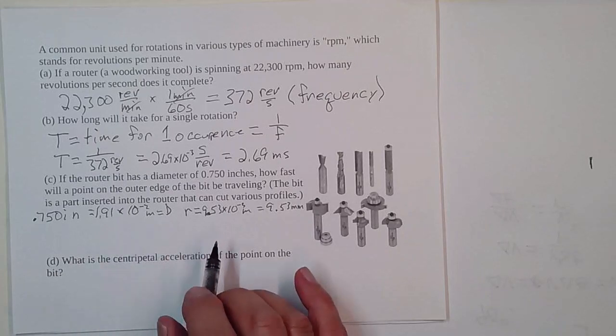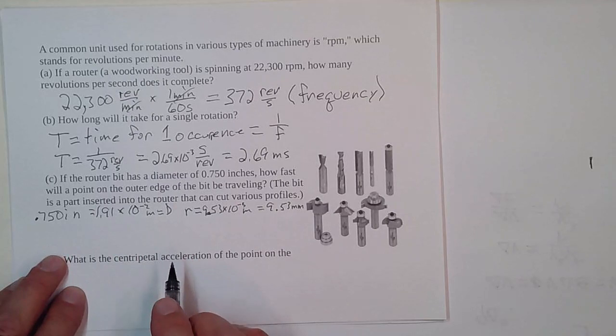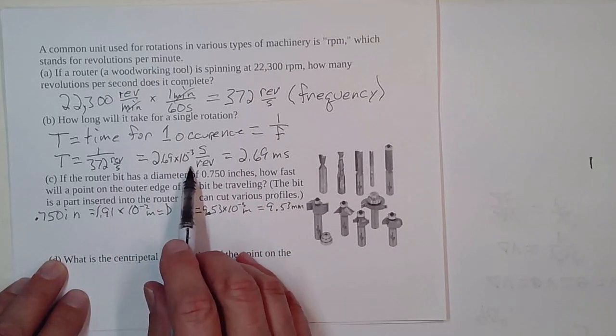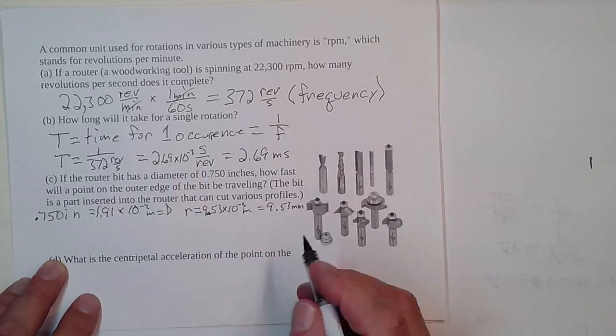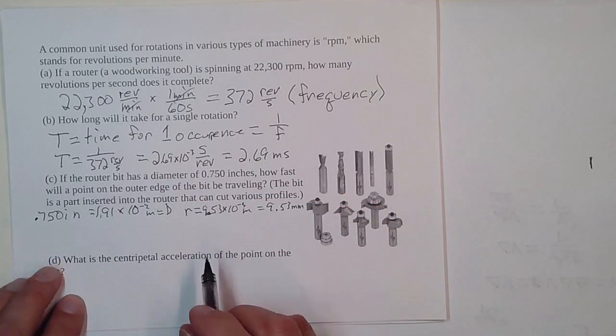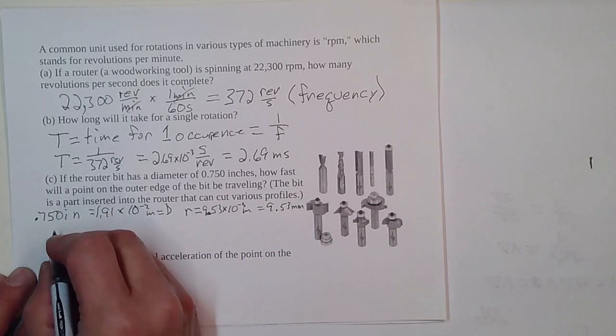Okay, well, how fast will a point on the outer edge of the bit be traveling? Well, in 2.69 times 10 to the minus third seconds, it travels all the way around a circle. The circumference of that circle is going to be the distance it travels.